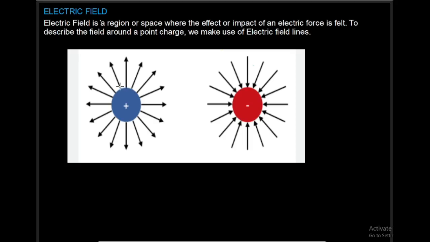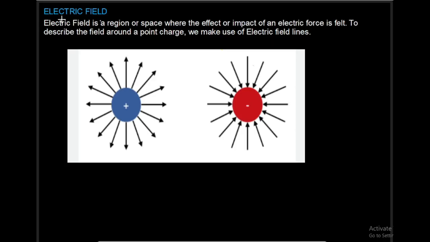Alright, in this video we're going to be talking about the electric field strength and the electric field potential. But before we go to that, we need to understand first the concept of electric field. Now, the electric field is a region or space where the effect or the impact of an electric force is felt.